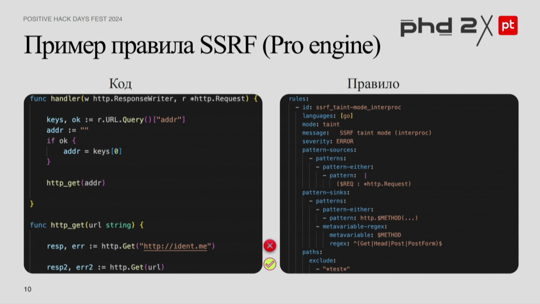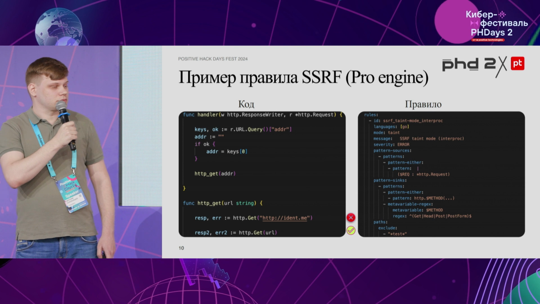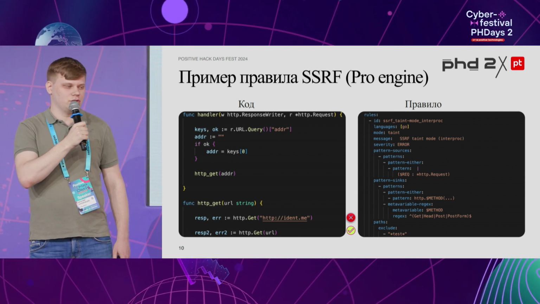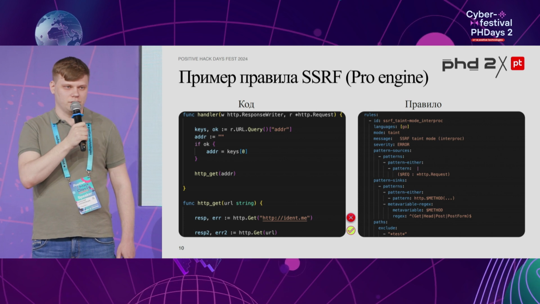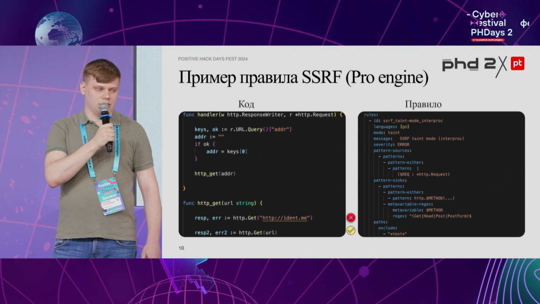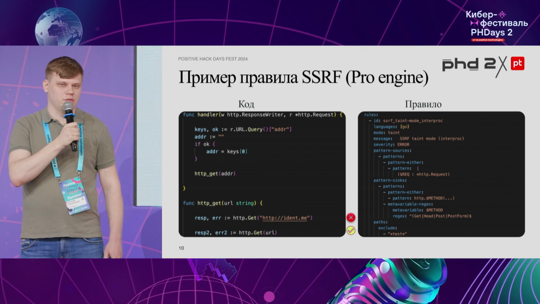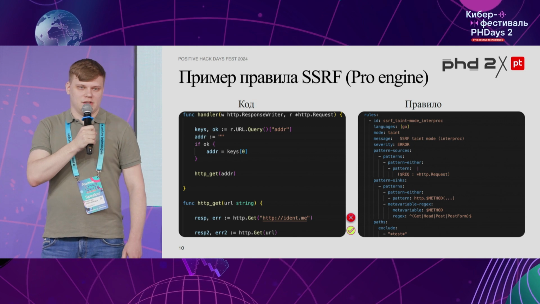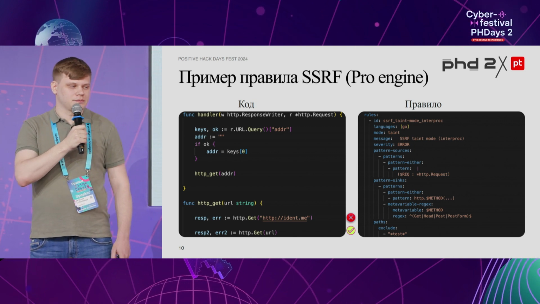As for the proprietary engine, it can do cross-function and cross-file analysis. This particular example shows that the source is not the function argument, but rather the request coming from the user. As you can see on the slide, the source and sink are in different functions, but if you run the Pro engine, the rule will still run, and you will identify the non-secure request.